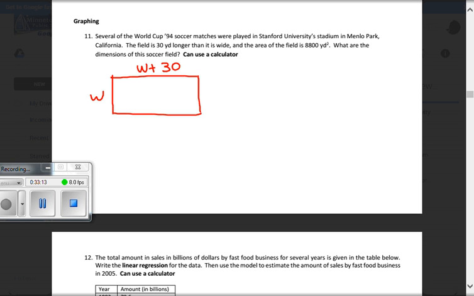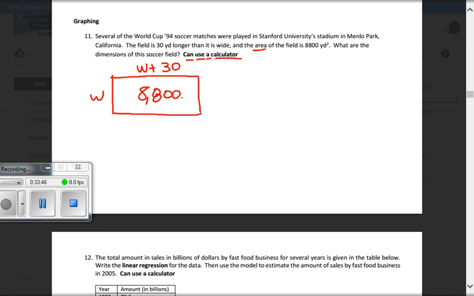The area is 8,800. I'm going to put that on the inside. That's where I usually put areas because that's where the area is. What are the dimensions of this soccer field? Can use a calculator. All right, so there are parts on this final where calculators would be allowed. If this was on that part, obviously, you're going to set up an equation, and then probably, if you can use a calculator, you probably want to graph both sides of the equation and see where they cross. So now let's get this mythical formula.